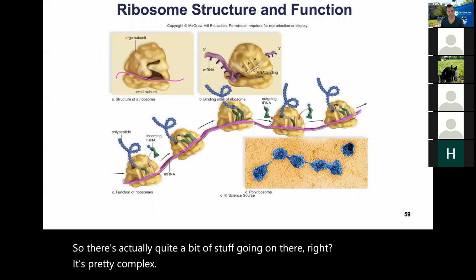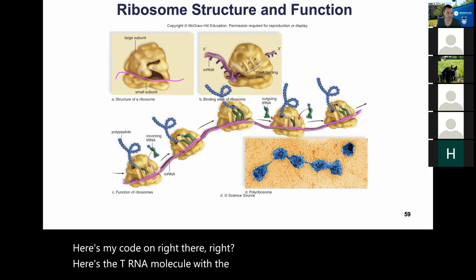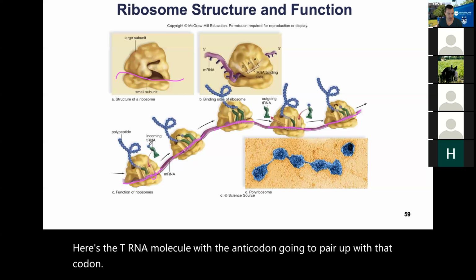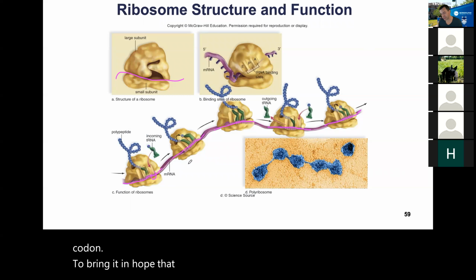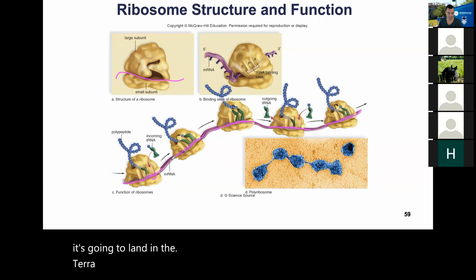So I'm just going to start here and go this way with it, all right? Here is an amino acid. Here's my codon right there. Here's the tRNA molecule with the anticodon going to pair up with that codon. Let's bring it in. That little blue ball is the amino acid. It's going to land in the A site, amino acid site. It docks.